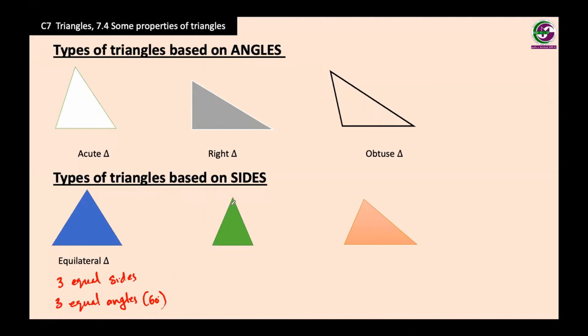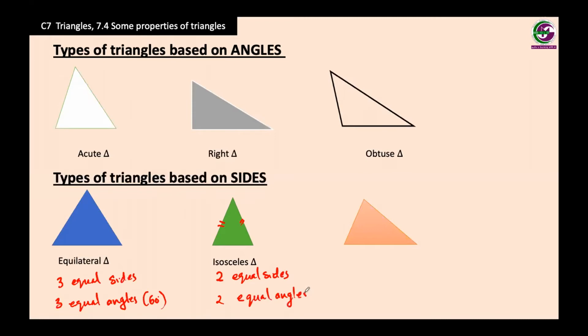The second type is called isosceles triangle, and there was a tricky term to understand: isosceles is a rhyming word with eyes. We have two eyes, so if two sides are equal, this is called an isosceles triangle, which will have two equal sides and two equal angles.